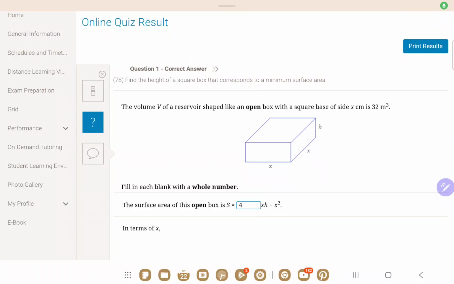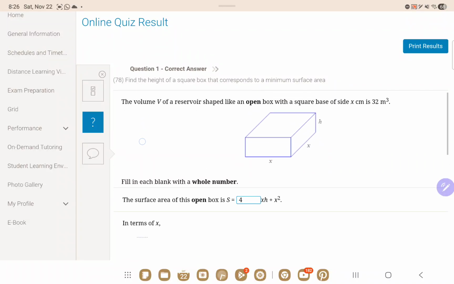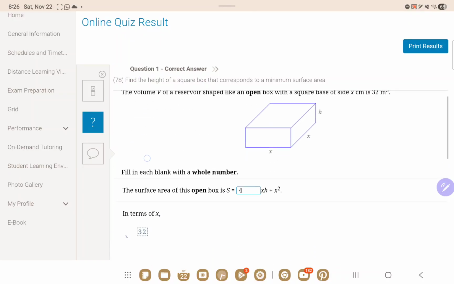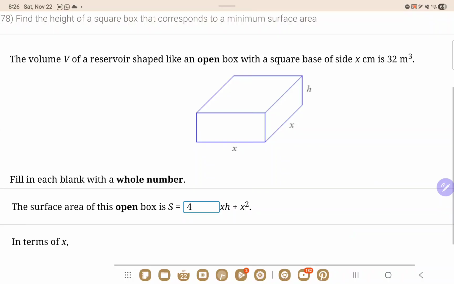I'm going to be doing the 4.4 course practice quiz for the final, and let's start. This one's all about optimization and the surface area. So here, the first question, they're asking us what's the surface area of an open top box.